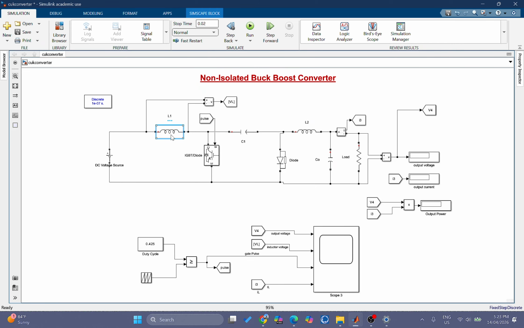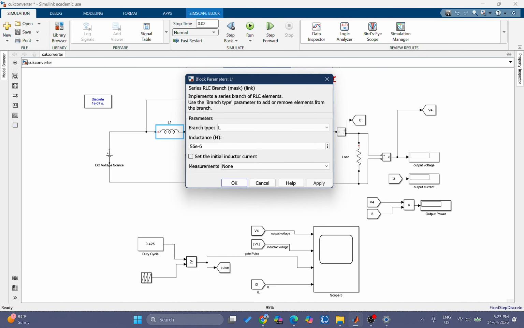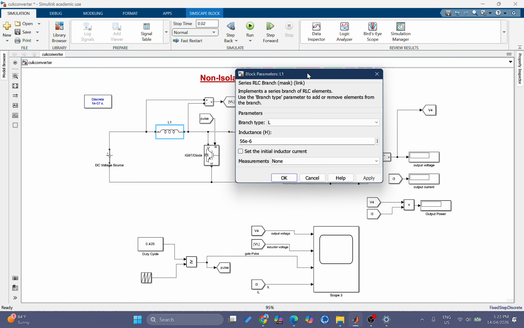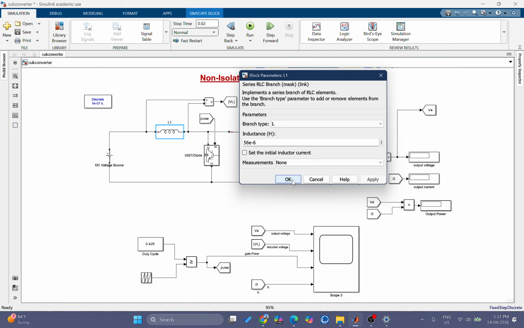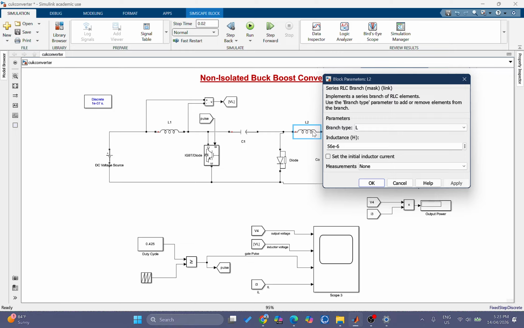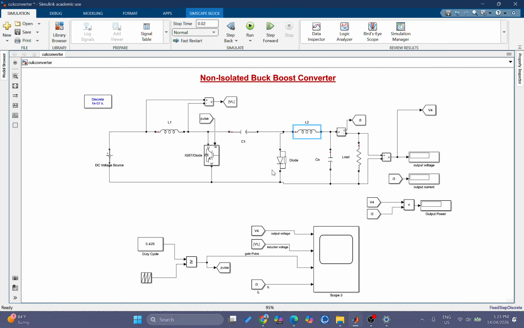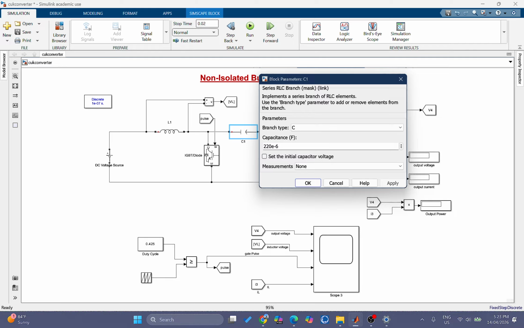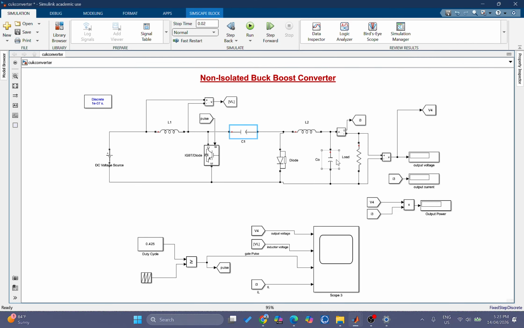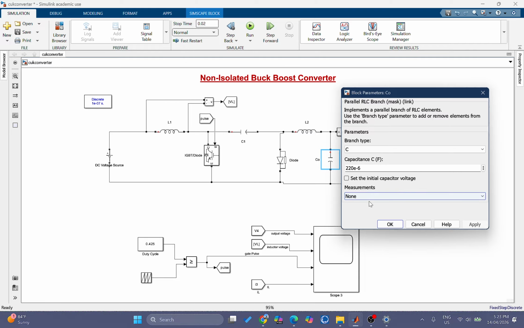Now we just go and put these values into the model. The inductor value is 56 microhenry, then again 56 microhenry. The capacitor one is 220 microfarad. The filter capacitor is 220 microfarad.